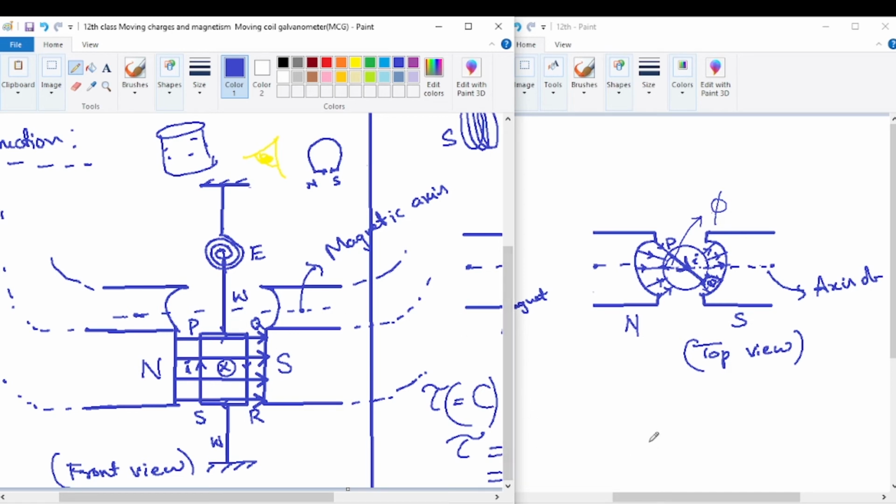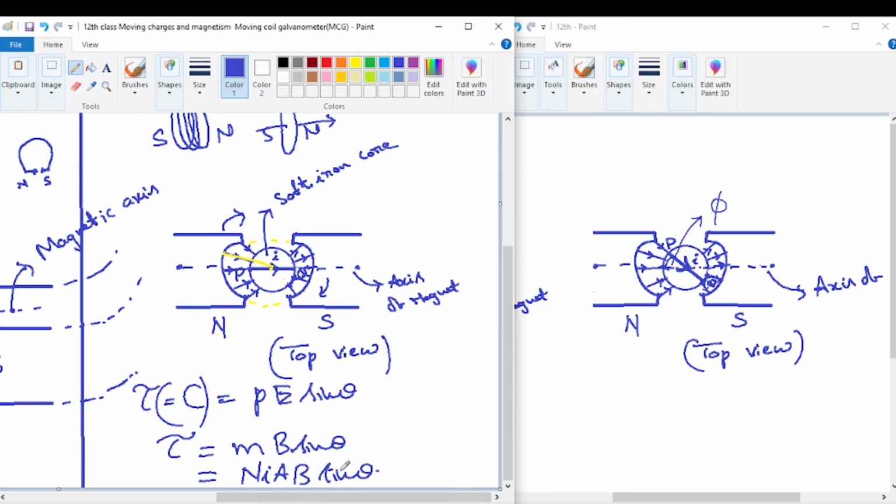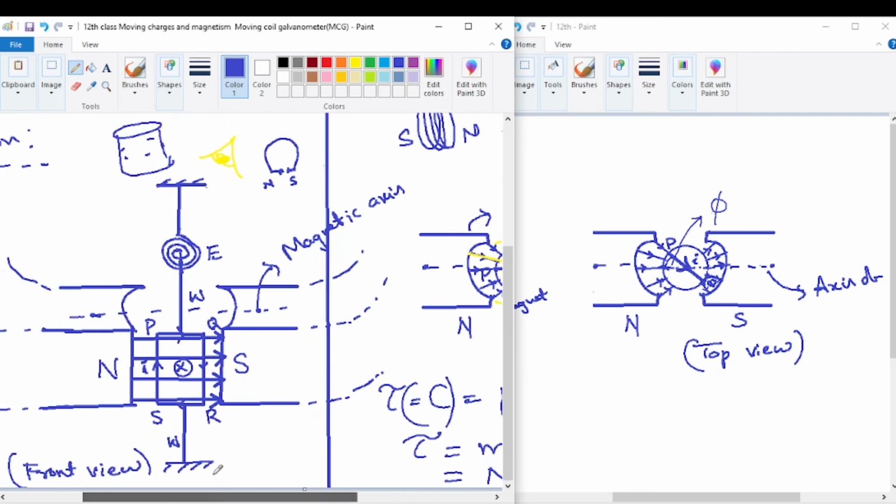But what is the deflecting torque here? Deflecting torque is very simple. It's fixed, constant. NIAB into 1, since sin 90 degrees is 1. N is constant, I is constant, A is constant, B is constant. So deflecting torque will never change. But as angle of deflection phi increases, restoring torque increases. And finally, the restoring torque becomes equal to the constant deflecting torque. Then the coil comes to rest. So after deflecting by a certain maximum considerable angle phi, it comes to rest when the restoring torque and deflecting torque are equal. That's the basic equation here.